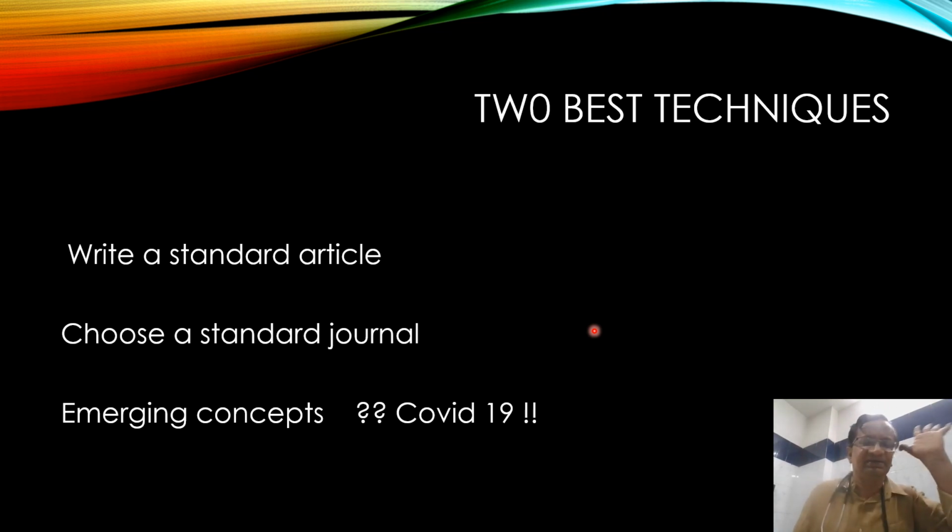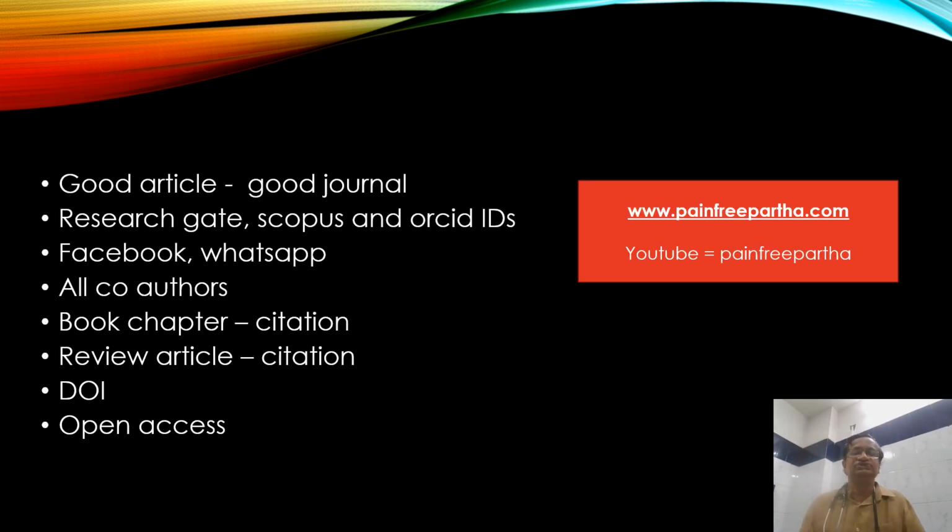Write a good article and choose a standard journal and publish. These are the 2 best techniques to have good citations. Write about emerging concepts. If you start writing about COVID-19, which is gone, how will you get citations? So to summarize, a good article in a good journal.